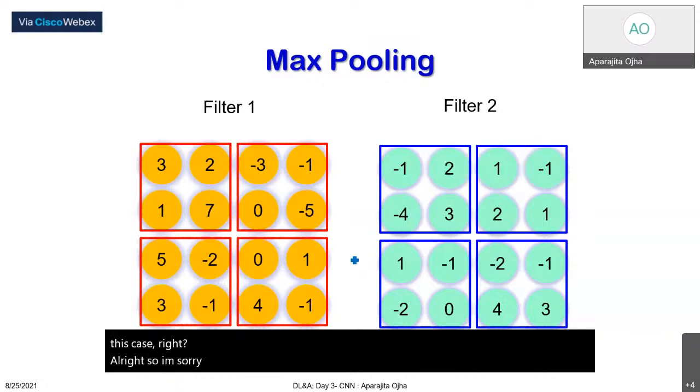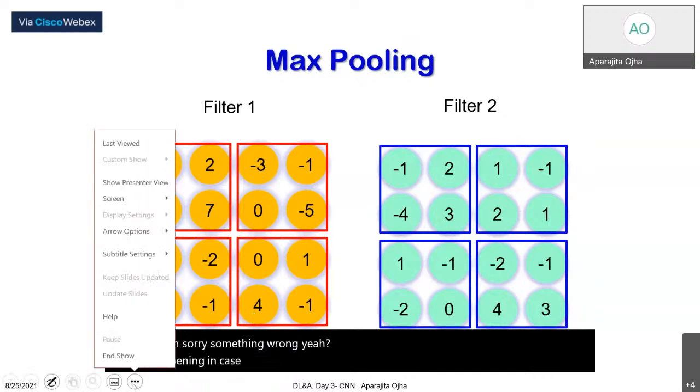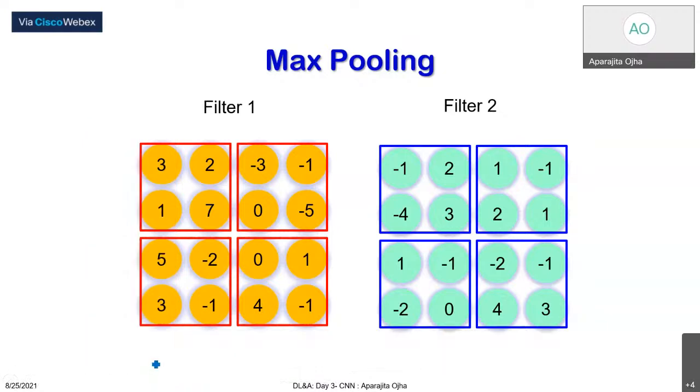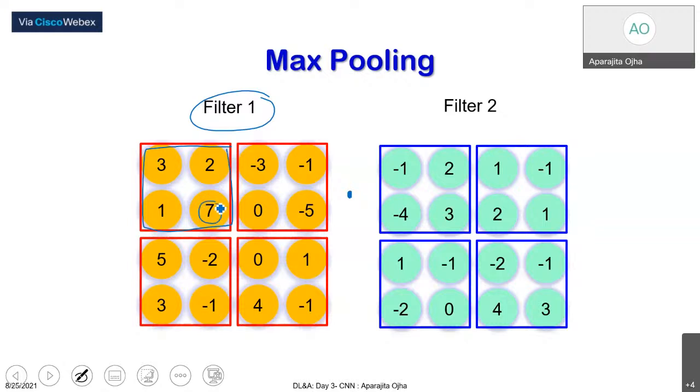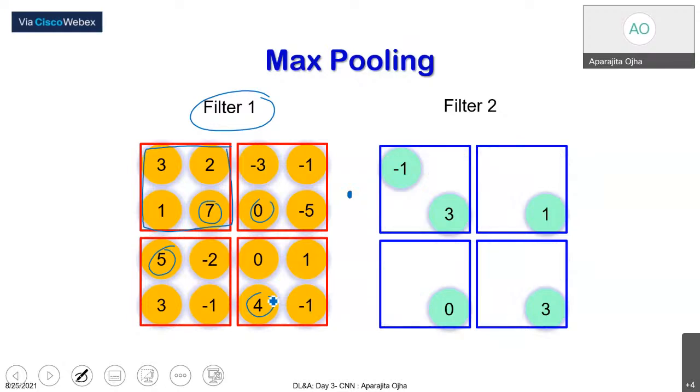So what is happening in case of max pooling? Suppose you choose a filter for pooling of size 2 cross 2. Here it is 2 cross 2. I take this filter of size 2 cross 2 and I take the maximum value here, a maximum value here, and similarly a maximum value here. So what I do is I downsample.